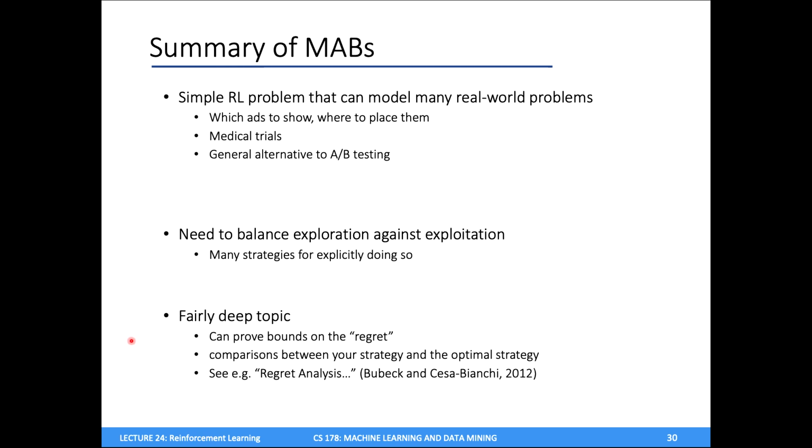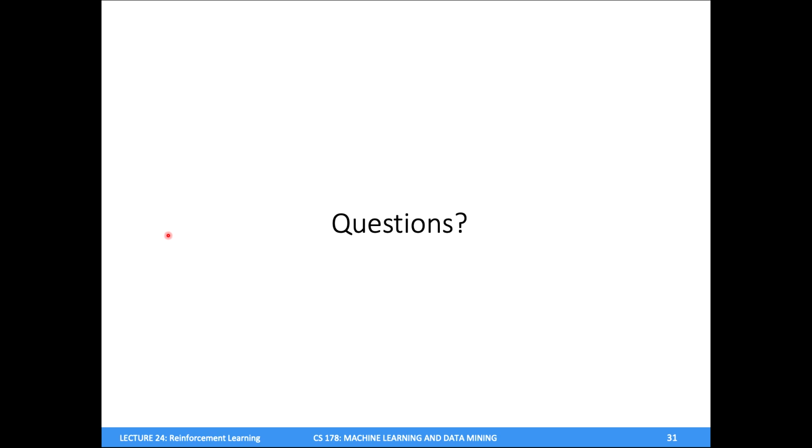Multi-armed bandits are actually a fairly deep topic, despite just being about slot machines. There's lots of nice theory out there proving bounds on what's called regret. And this regret is essentially a measure of how far away your strategy is from an optimal strategy. So if you're interested in this, there's a nice reference I've put in the slides here, and you can check it out. So any questions on multi-armed bandits?